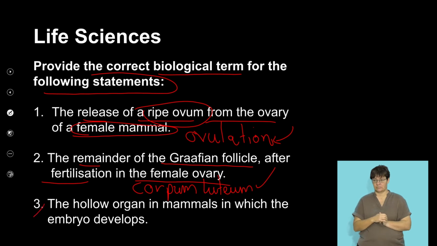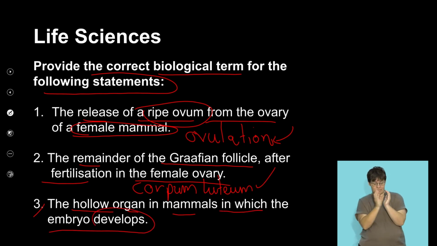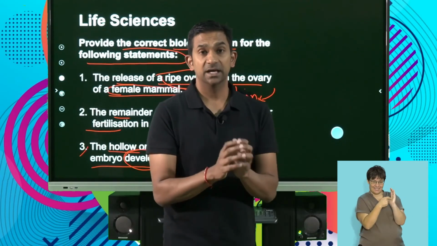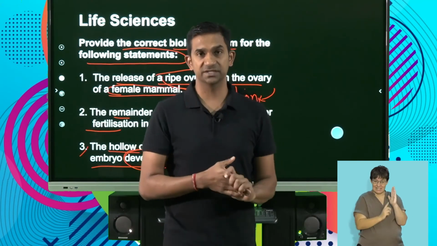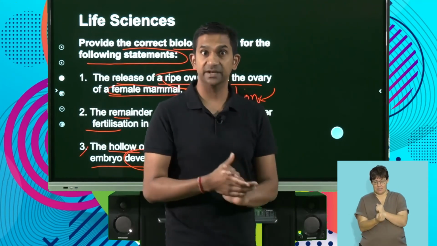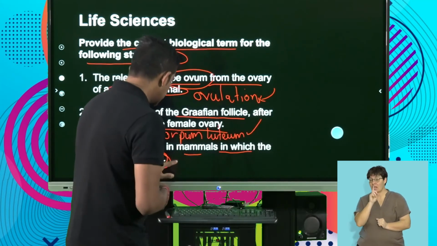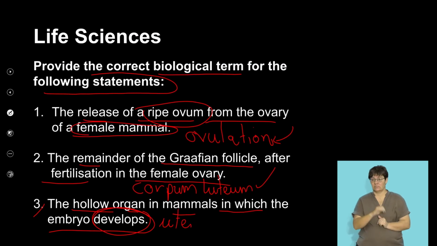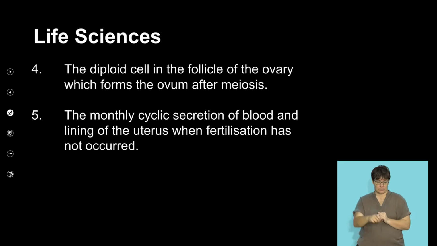Question number 3. The hollow organ in mammals in which the embryo develops. Again, the word develops. So the embryo, remember, implants within the uterine lining, and it's the uterus in which all of this development or gestational development occurs. So the answer to that question would be the uterus. Let's move on to a few more on this.